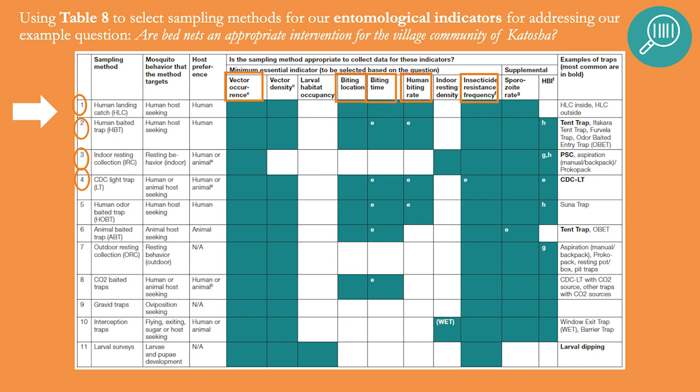HLCs are the gold standard for measuring human biting rates, but they are labor intensive and can become expensive. CDC light traps are less laborious and less costly, but after an initial trap validation in Katosha comparing the HLCs versus CDC light traps, we saw that CDC light traps did not collect nearly the same amount of Anopheles as HLC. So we concluded that CDC light traps were not a valid proxy for HLCs in Katosha. So our remaining 2 options are HLCs and HBTs. Our ethics board approves of HLC, so we will select HLCs.